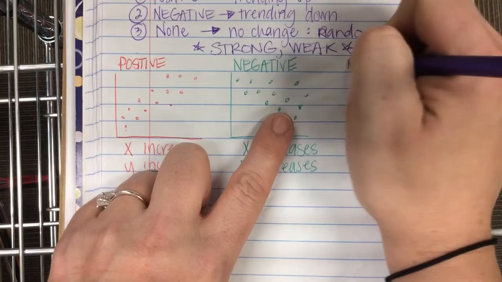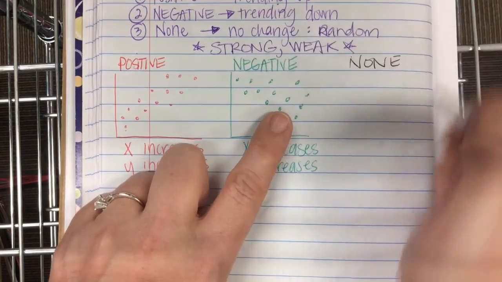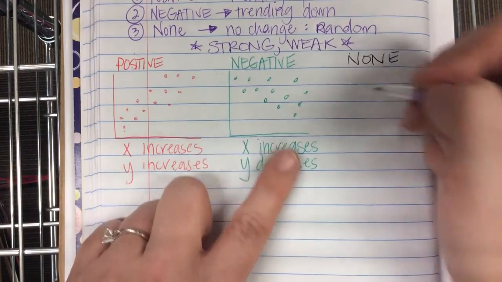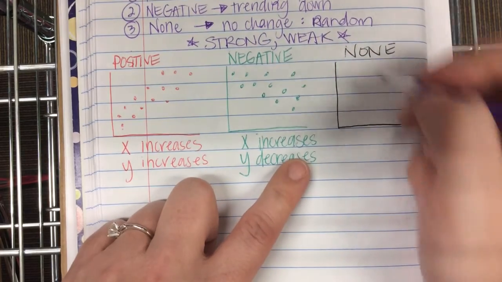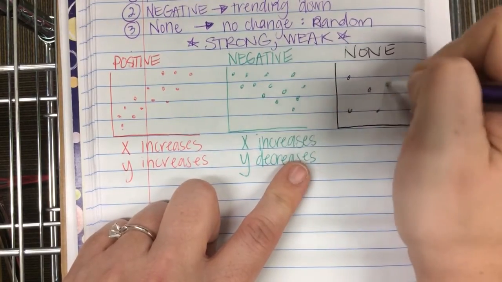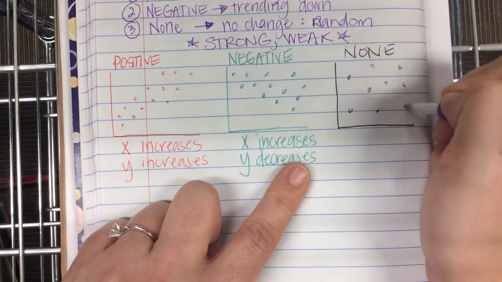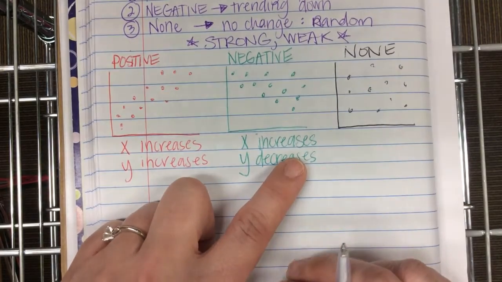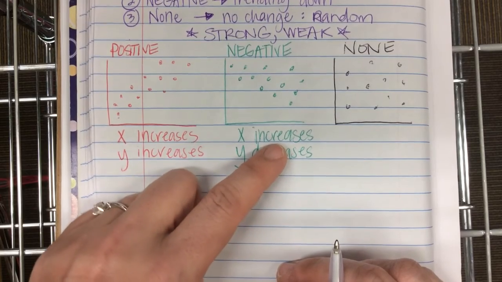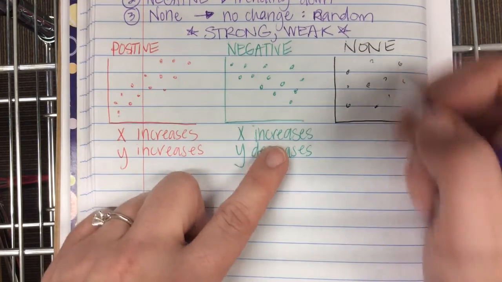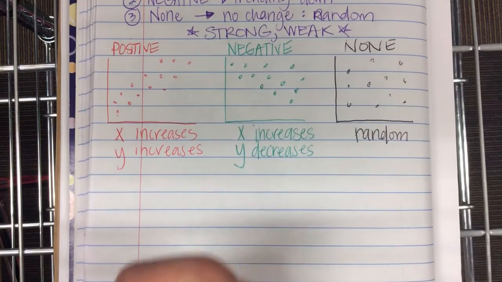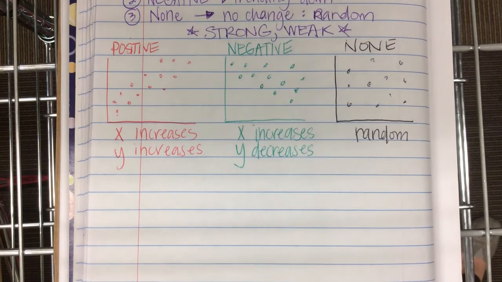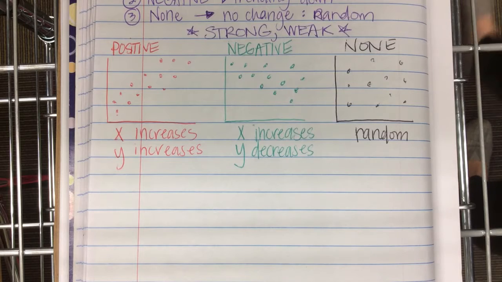And then we have none, or no correlation, or no relationship, or however you want to say it. And none looks pretty much like a blob. But a correlation exists. It's not divided by 0. Correct. It's random. It's like all over the place.